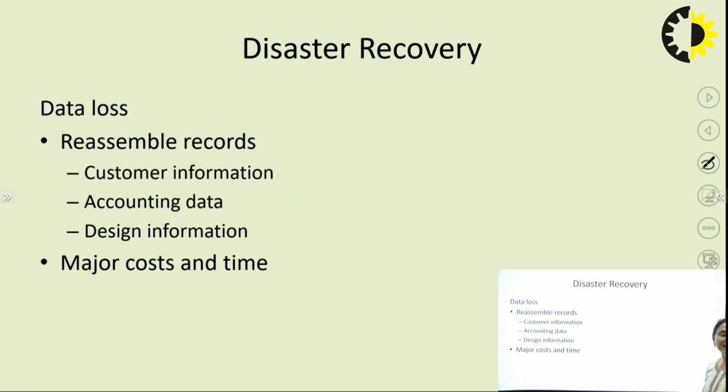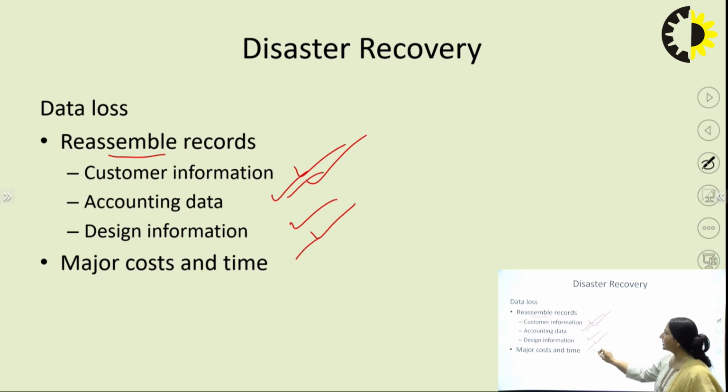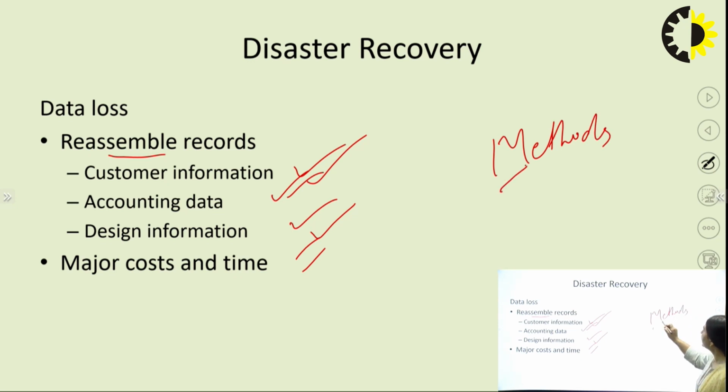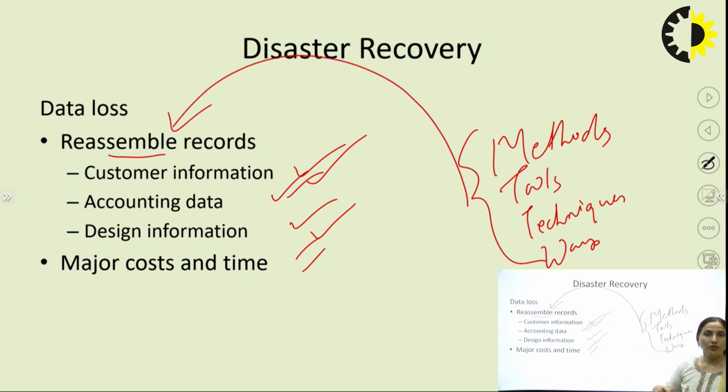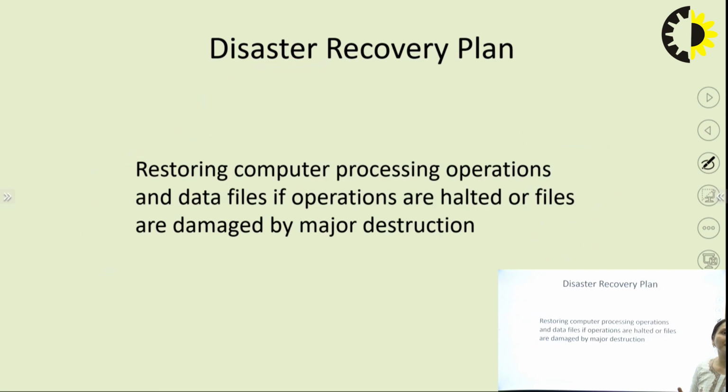Now, data lost: reassemble the records, try to reassemble whatever the different records are. Customer information, we are very much interested in knowing, so properly reassemble those types of records. Account the data in the proper way, design the information in the proper way, and measure cost and time. So if any data is lost, what are the methods, means, tools, techniques, ways that we are using so that we'll be able to fetch the data which is lost? We don't want to say that the data is lost and we don't have any other mechanism with the help of which we'll be able to recover this particular type of data.